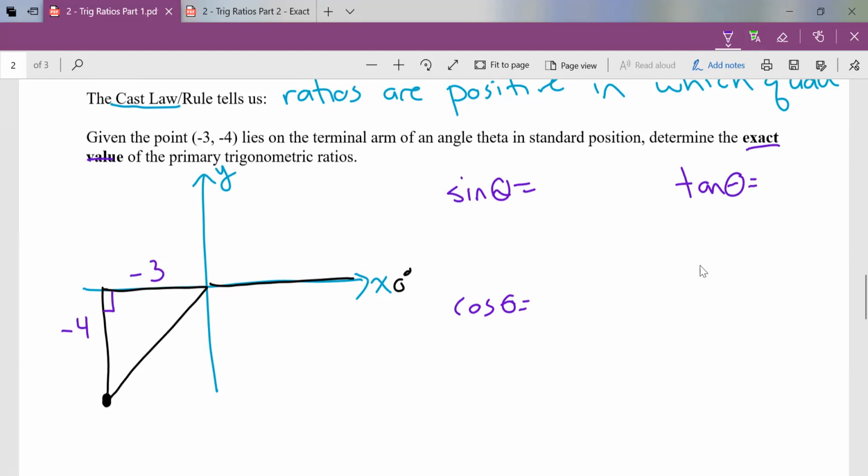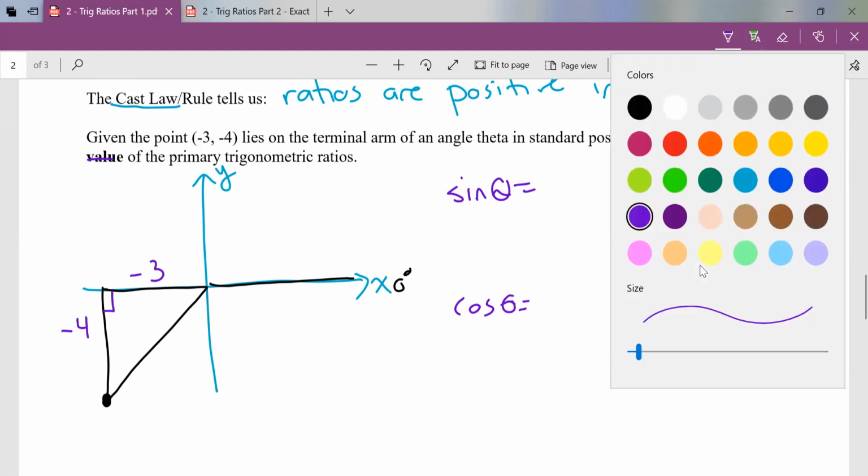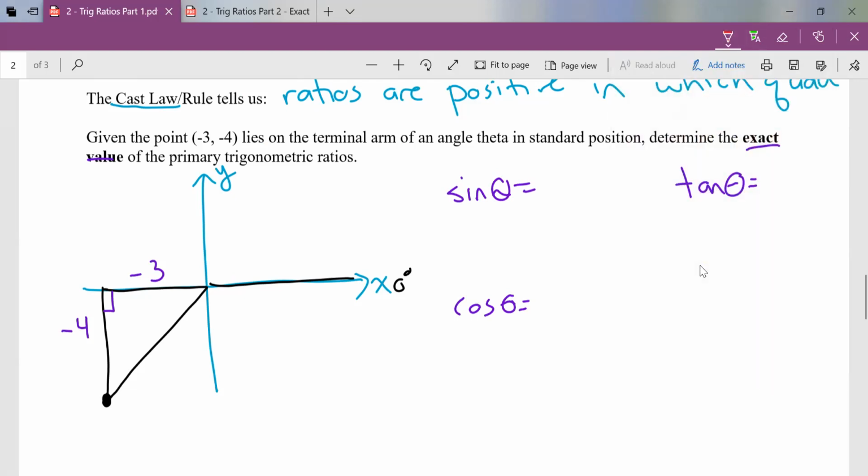Well, I know we're in quadrant 3, but I'm going to write my CAST law, C-A-S-T. So what does this tell me? It immediately tells me the signs of the 3 ratios we're about to find. Tangent is the only one that will be positive. The other 2 will be negative. That's what that's telling you. Okay, so that's the CAST law.